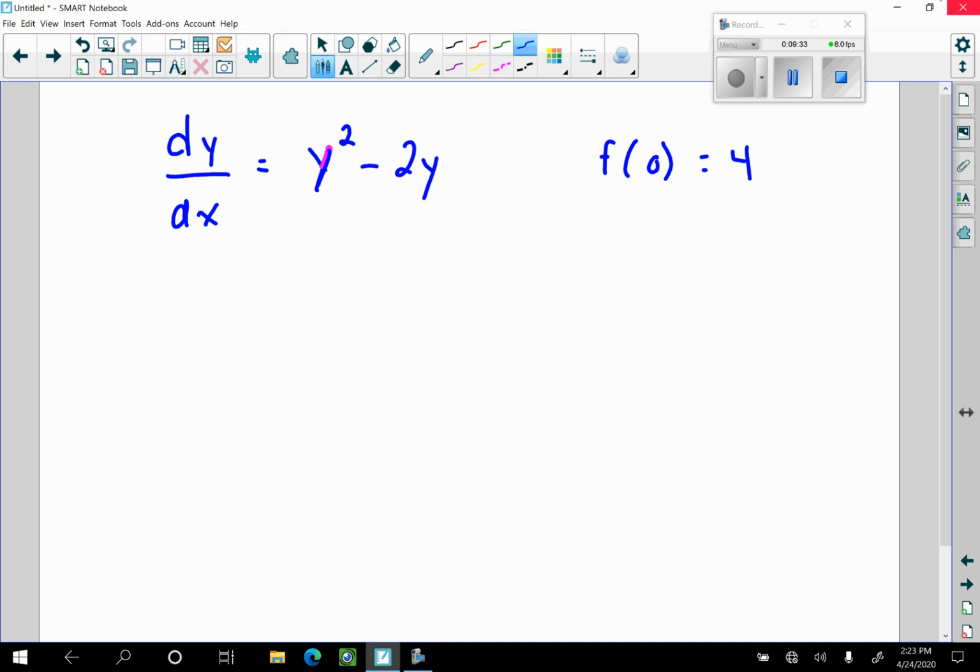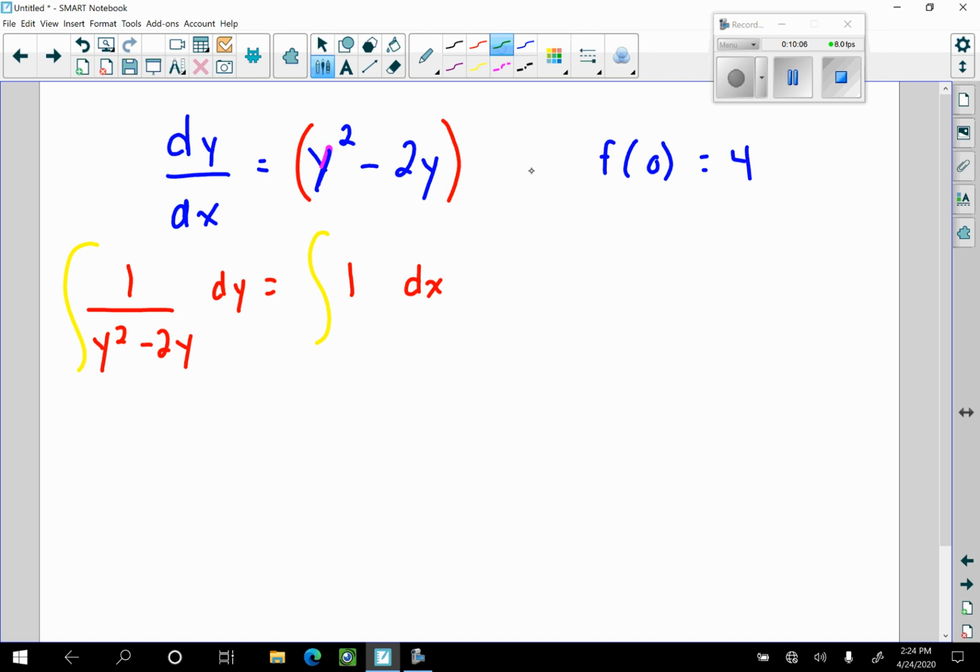The first thing we do with any differential equation is separate the variables. We notice that this side over here has all y's, so we're going to put that on the left side, and that's going to be 1 over y squared minus 2y, with the dy on top, is equal to, if I divide by that, just a 1 dx. So this right side is going to be easy. Now the next step is to anti-differentiate. This right side is going to be super easy: the antiderivative of 1 with respect to x, plus a constant.